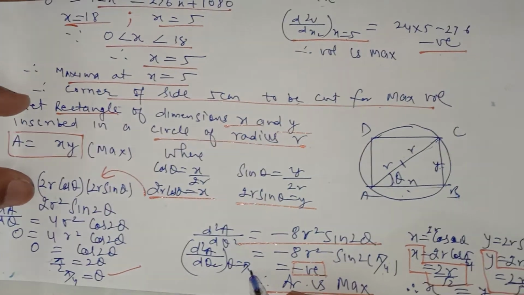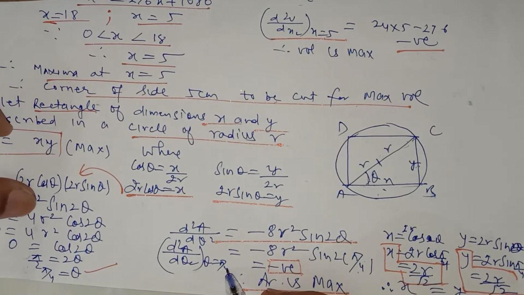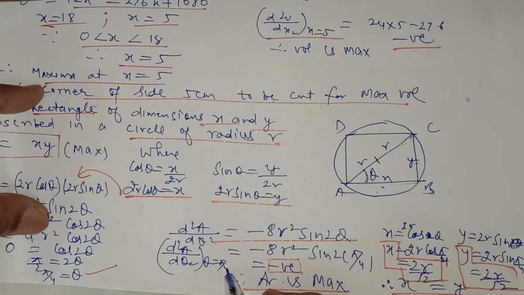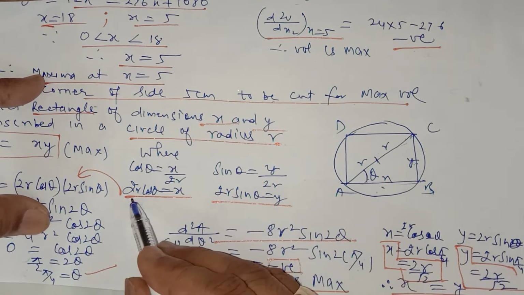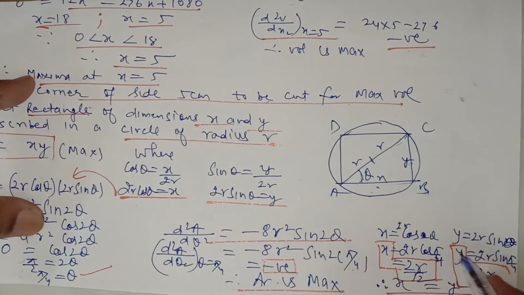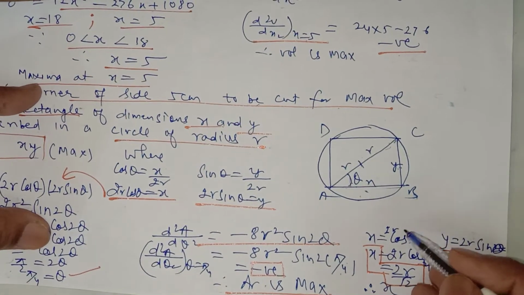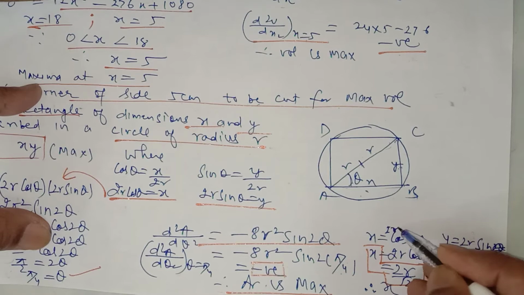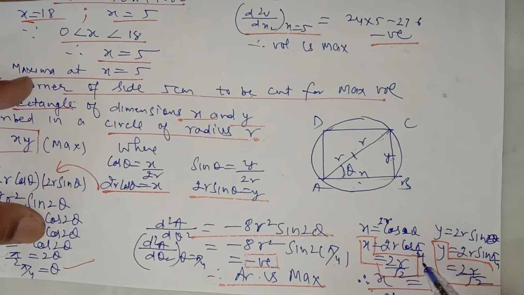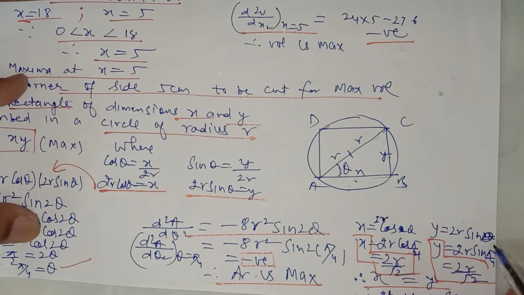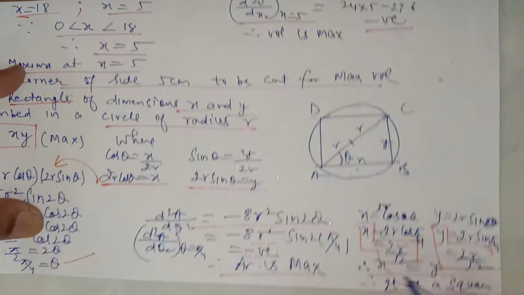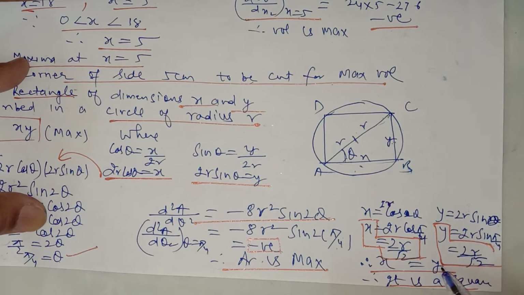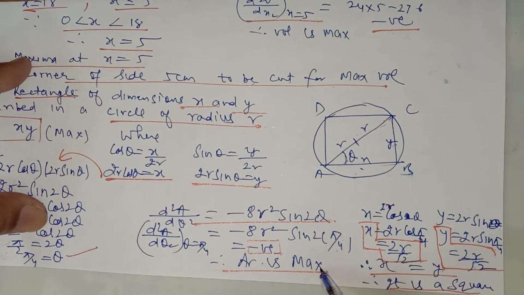Now you have to prove that it is a square, so you have to prove that the length and breadth are equal. So put the value of theta equal to pi by 4 in length and breadth, which are 2r cos theta and 2r sin theta. So cos 45 is 1 upon root 2, sin 45 is 1 upon root 2. So both x and y are coming out to be 2r upon root 2, because x and y are equal. So it is a square when the area is maximum.